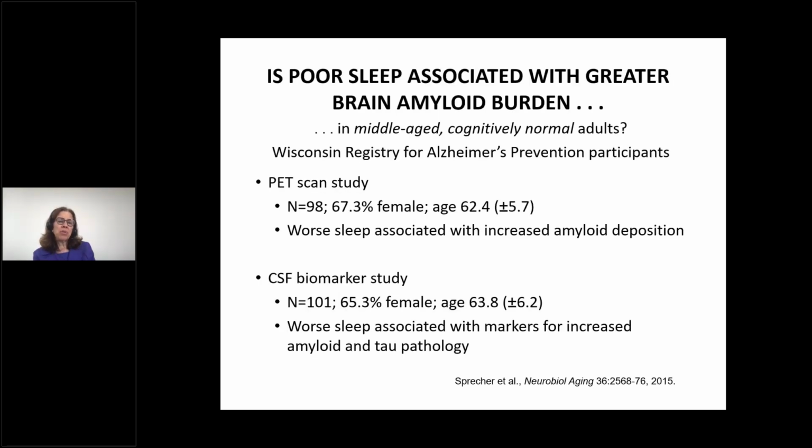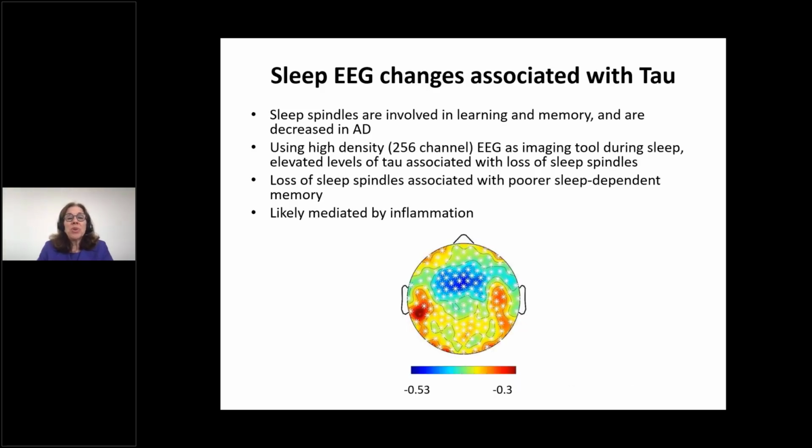We found that, both using PET scan studies and also looking at cerebrospinal fluid biomarkers, worse sleep was associated with increased evidence of amyloid deposition or amyloid and tau pathology. So these are people who were still cognitively intact, but they started showing evidence of Alzheimer's pathology related to poor sleep.